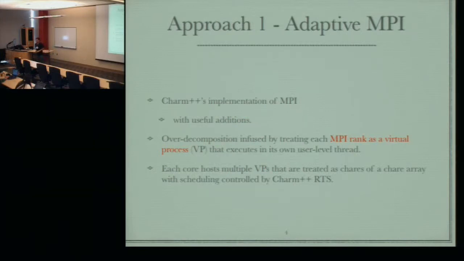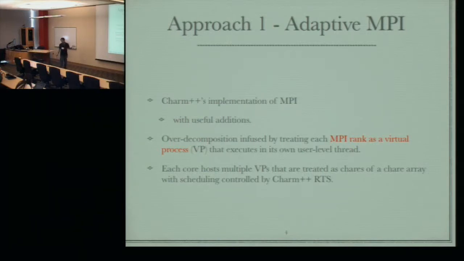So focusing more on the first path, which is using Adaptive MPI, the question is, what is Adaptive MPI? It's nothing new actually. It's just our implementation of the MPI standard. Like OpenMPI is one implementation of MPI, AMPI is our way of implementing MPI, but with some useful additions.